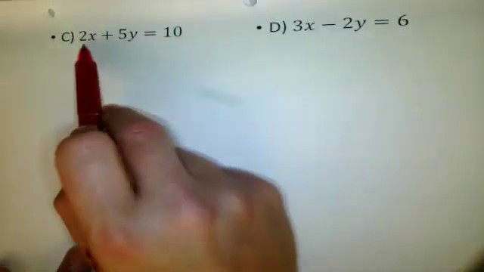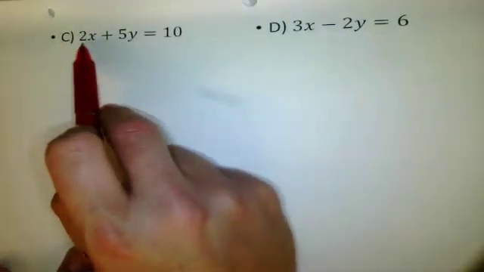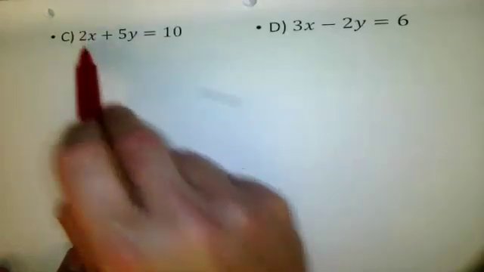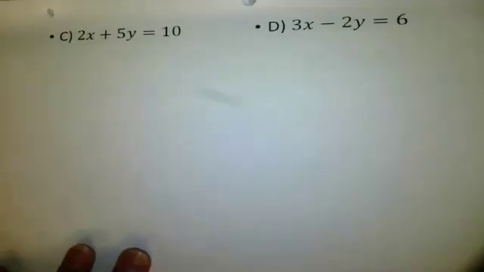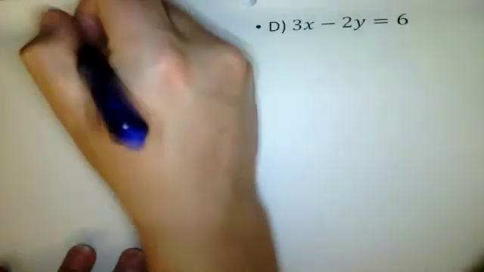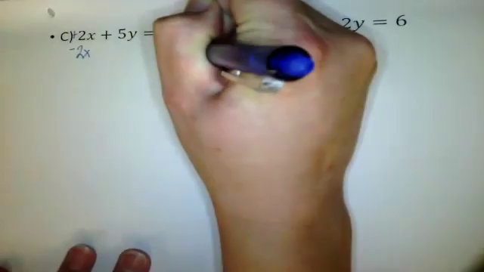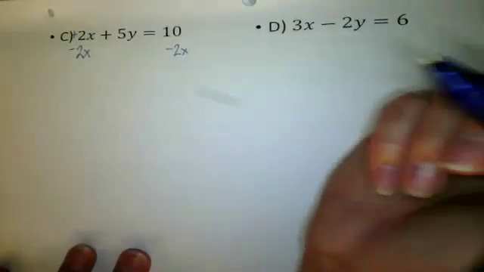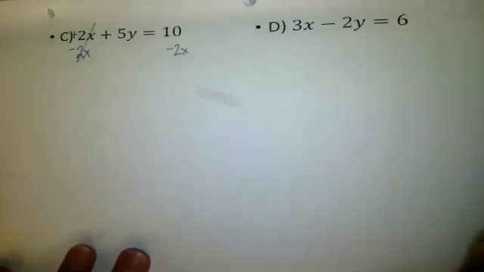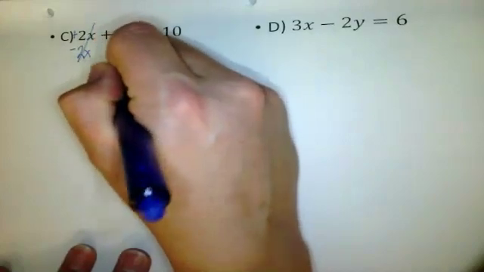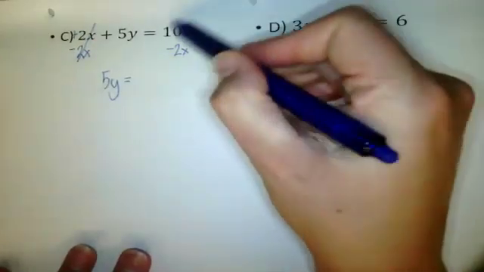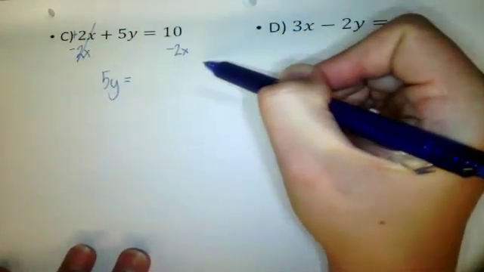The first thing I need to do is relocate this 2x term. So how can I move this whole term over to the other side? Subtract 2x. Right now it's a positive 2x. We're going to subtract the whole term to relocate it on the opposite side of the equals. That leaves me with a 5y. Now, the question is, what do we get over here on the right side?